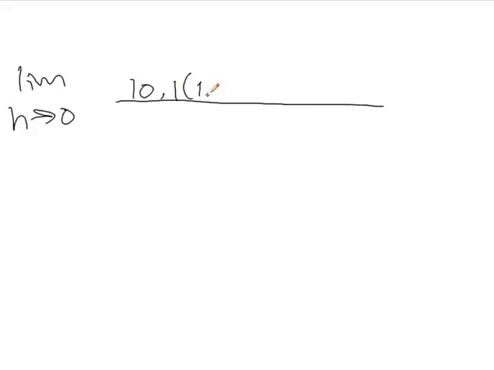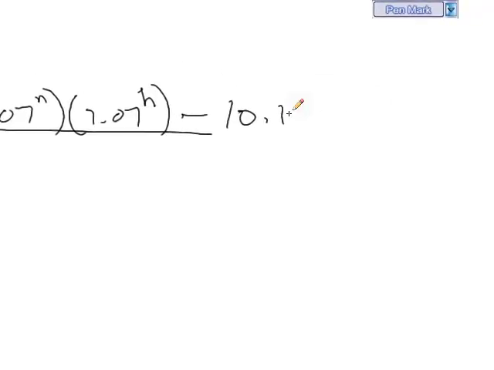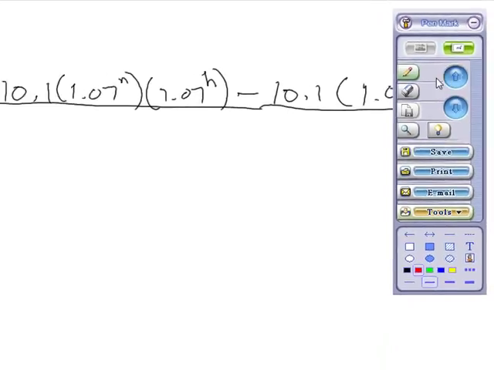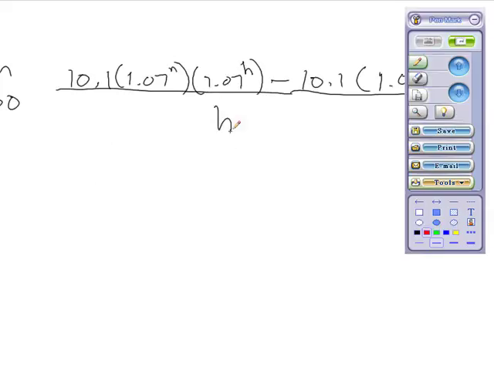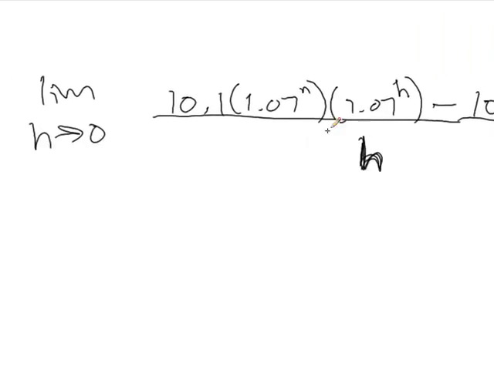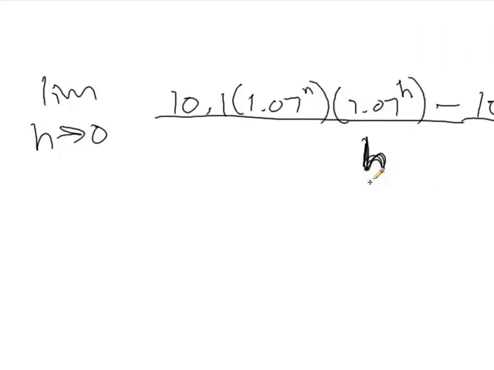10.1 times 1.07 to the n times 1.07 to the h minus 10.1 times 1.07 to the n. And on the bottom, as usual, my n's will cancel out and I'll be left with an h. Because remember, this is just the change in x on the bottom, and the change in x is h. That's the horizontal distance between our 2 points.